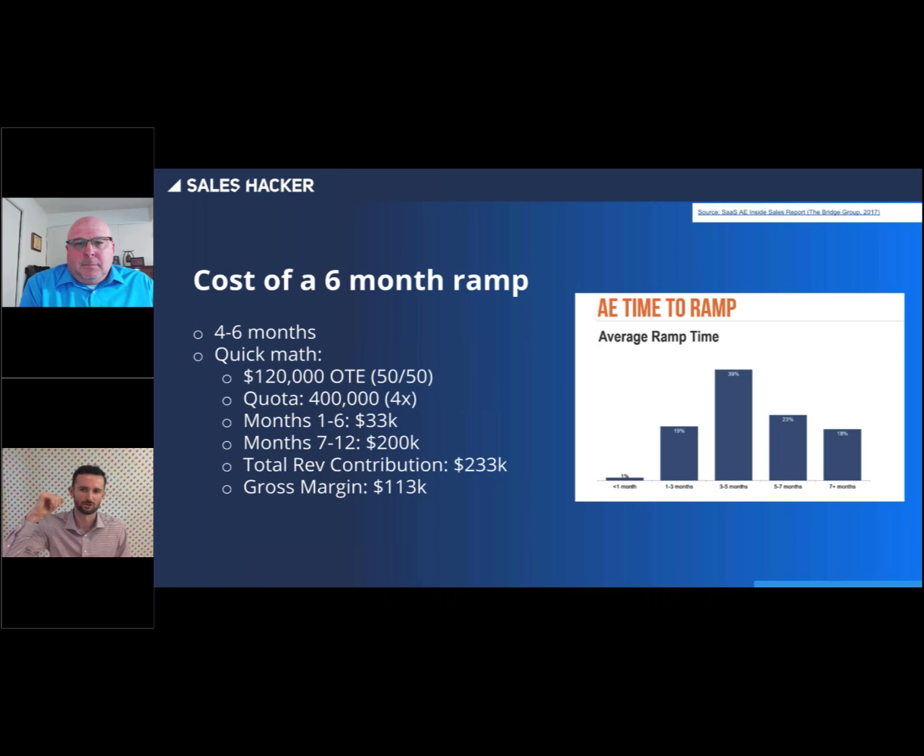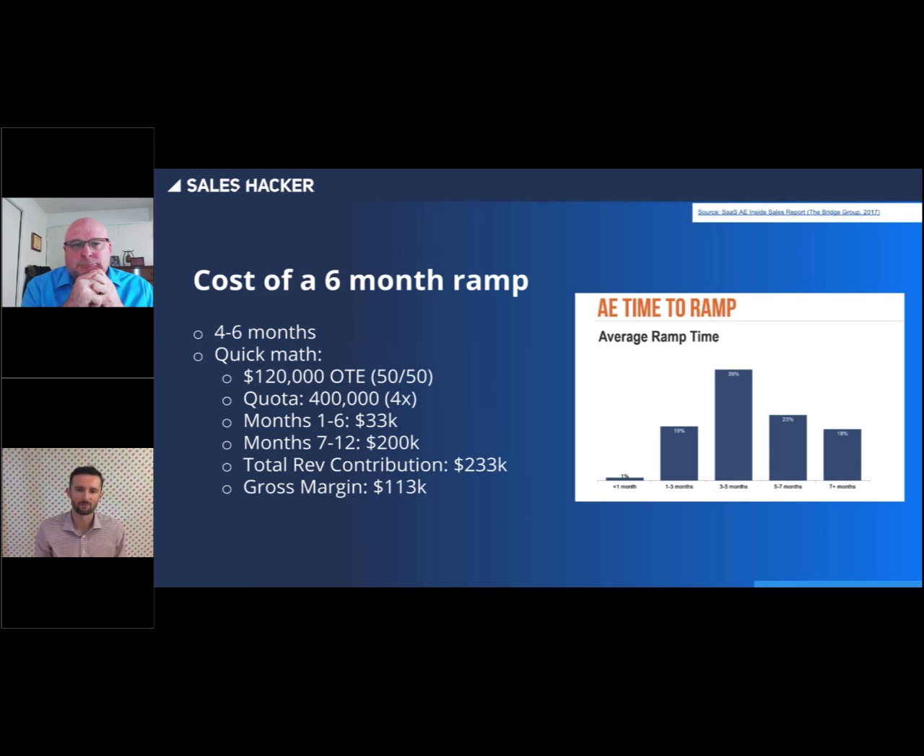Now, if you look at the chart on the right-hand side, what you can see is 3 to 5 months makes up about 40% of the average ramp time. This was a poll that they did with hundreds and hundreds of participants from modern inside sales organizations of various shapes and sizes. And you can see there's a spectrum that ranges from 1 month, although that's a very small data point, all the way to more than 7 months.